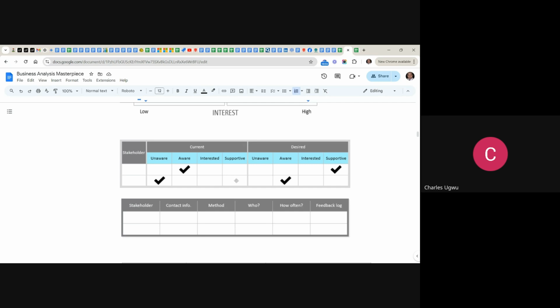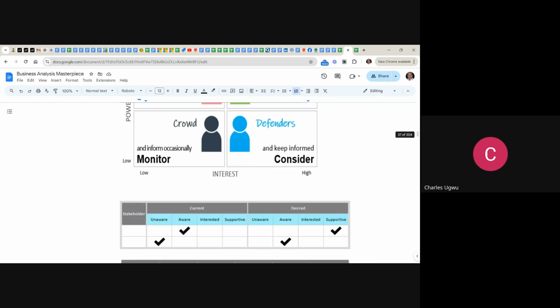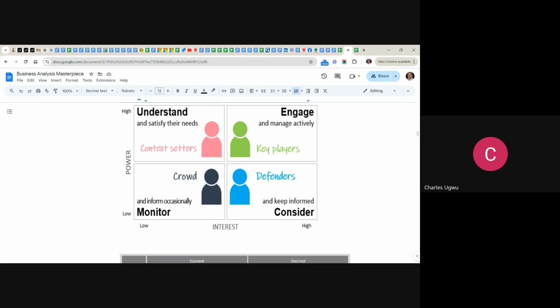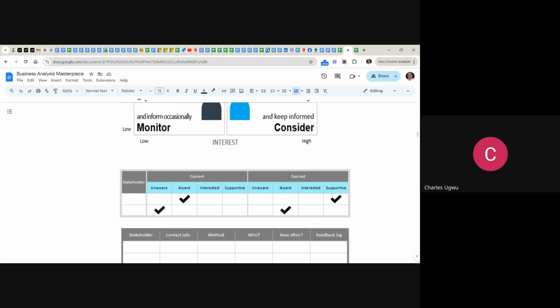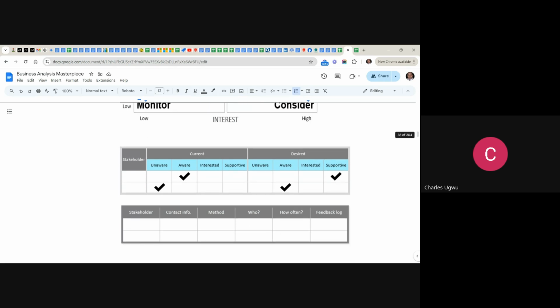You might not do all this analysis the same day. So over time, if you start a project, maybe after 1 month, you find out that some stakeholders are not happy with you as a project manager or as a business analyst. Some people are not happy already. That is what we call a gap, and you need to address this gap.